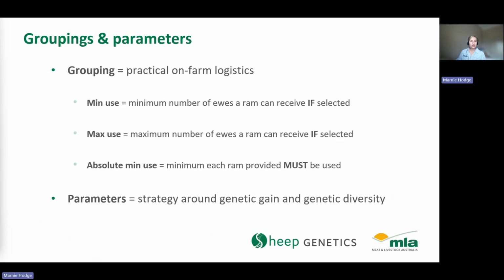Another thing that you can also overlay before actually starting your run is parameters, and this is where you put your thresholds for inbreeding, as well as, I guess, your target rate of genetic gain as well. So that strategy around genetic diversity and also genetic gain. And we'll go through that during the run and how to input those.